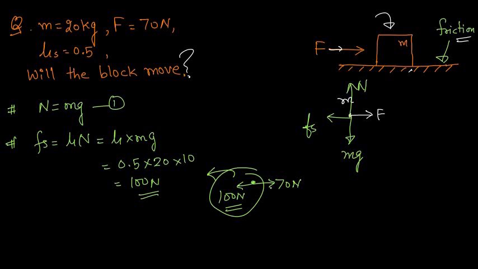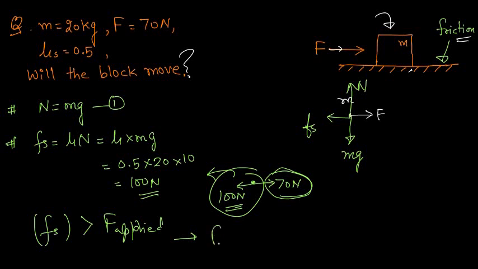Because the force that will change the state of the body is the 70 Newton. Okay. So to change the state of the block from rest to motion, you have to apply a force. Because the frictional force of 100 Newton is greater than the applied force F of 70 Newton, the block will not move. So this was the first problem of this concept.